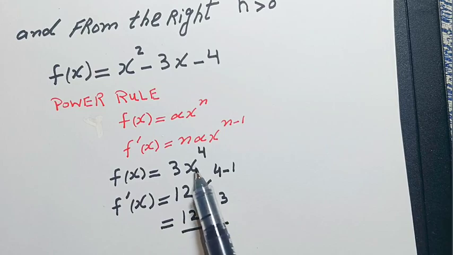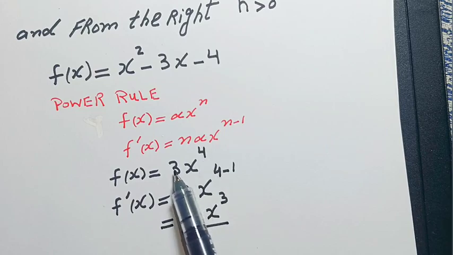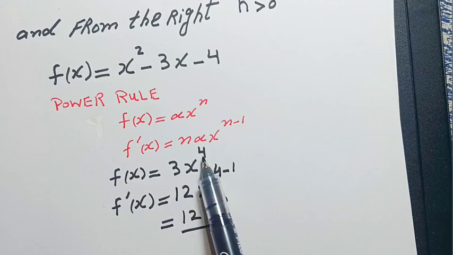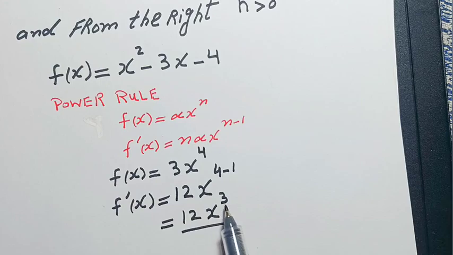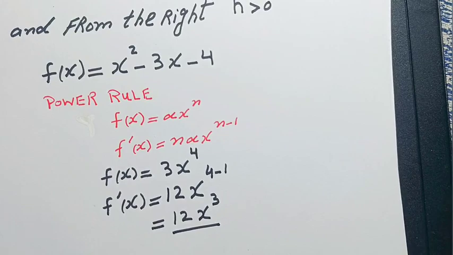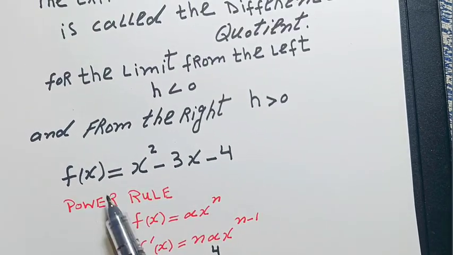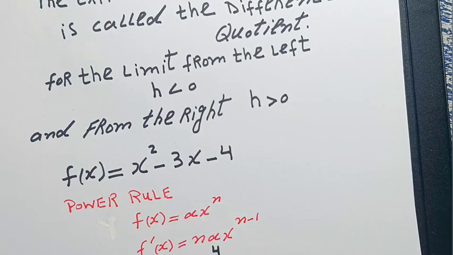So 4 multiplied by 3 is 12, and now we decrease the power by 1 from power 4, so it becomes x to the power 3. This is my final answer. Now we need to apply the first principle on this function. I'm going to first apply the power rule here, and then I'm going to show you how to do the first principle.